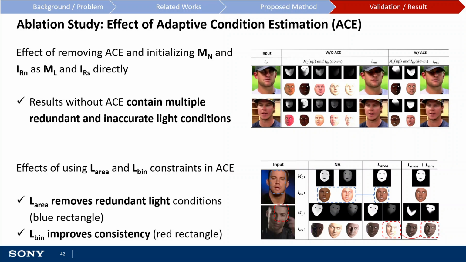In the figure below, authors showcase the effect of two regularization constraints, L area and L bin, in ACE. As the blue region's input face is not affected by any external occlusion, its illumination can be modeled with only one light condition. L area helps remove redundant light conditions. However, only using L area may create decoupled light conditions obviously different from the observation, as illustrated by the red region. Adding L bin can ensure the predicted mask ML to be linearly binarized, which makes the decoupled light conditions consistent with the human observation of the input.